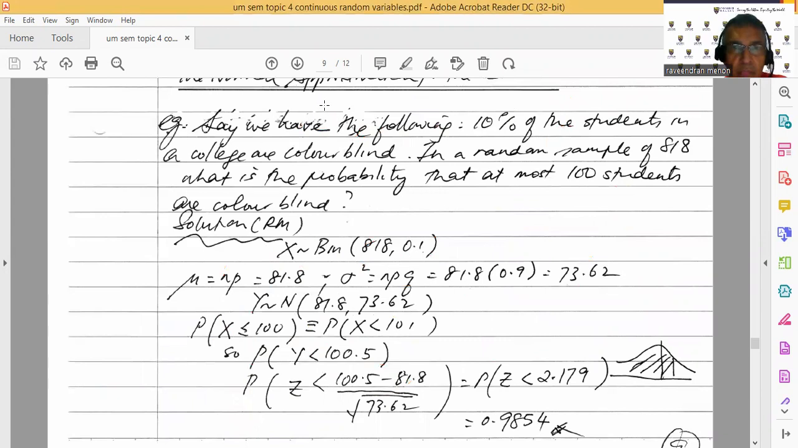Once you get here, you're done. Just change your Y to Z: 100.5 minus the mean of Y. What is the mean of Y? 81.8. What is the variance of Y? 73.62, so the standard deviation is the square root of that. Look up your tables. This value here is 2.179. This area is given in the tables as 0.9854, and we are done.